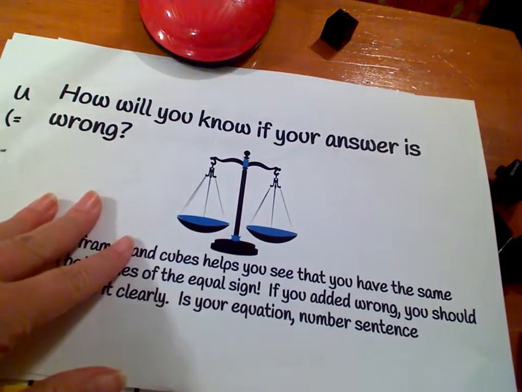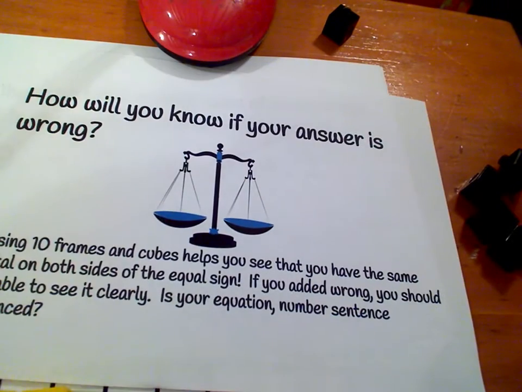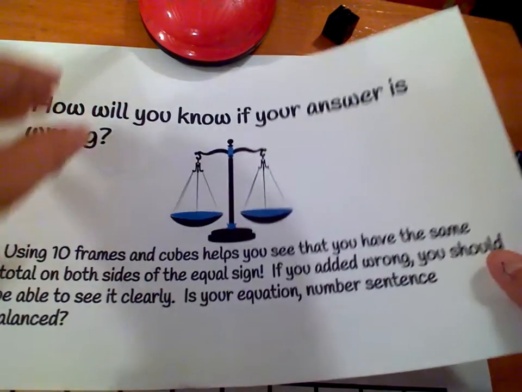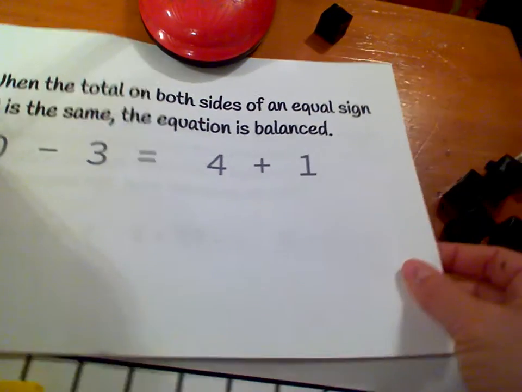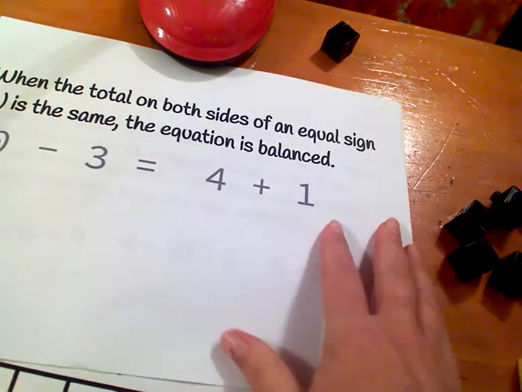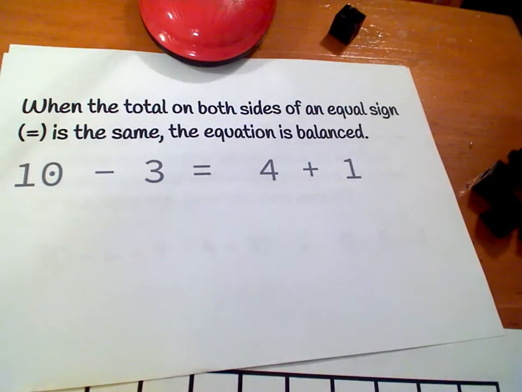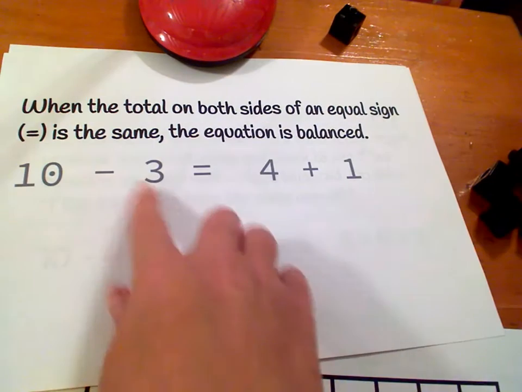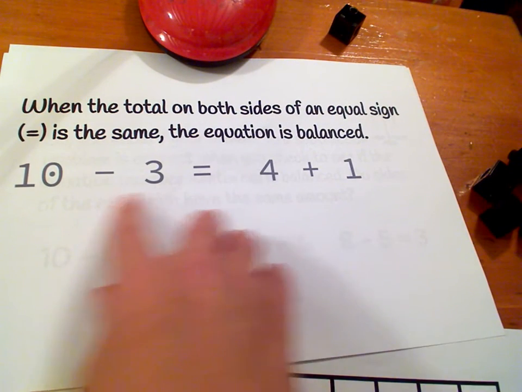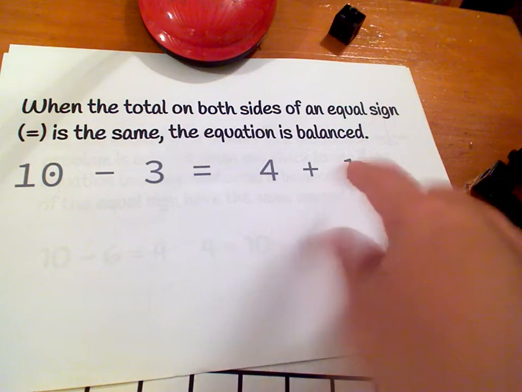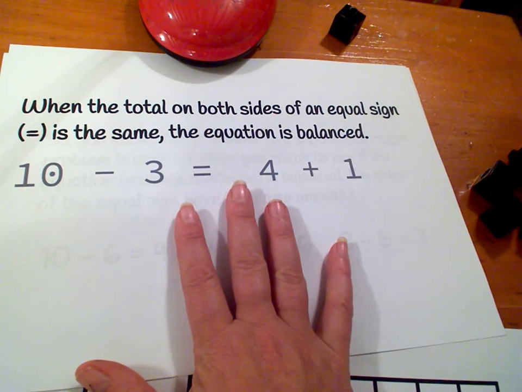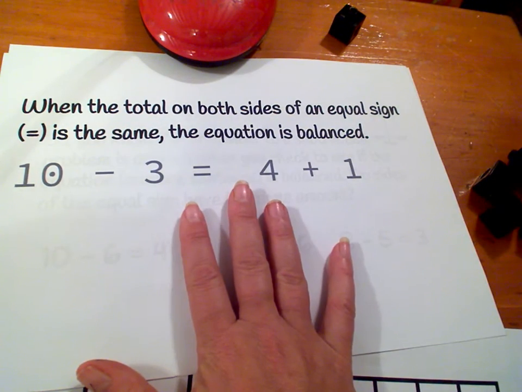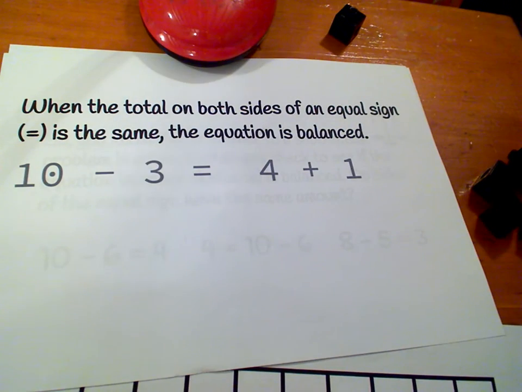All right, so how will you know if your answer is wrong? So we're going to be using 10 frames and cubes to find out. So here's my question. Really quickly, do you think that this equation is balanced? Do you think that 10 subtract 3 has the same total as 4 add 1? Go give it a go. Stop the video and you work it out, using your cubes and 10 frames.